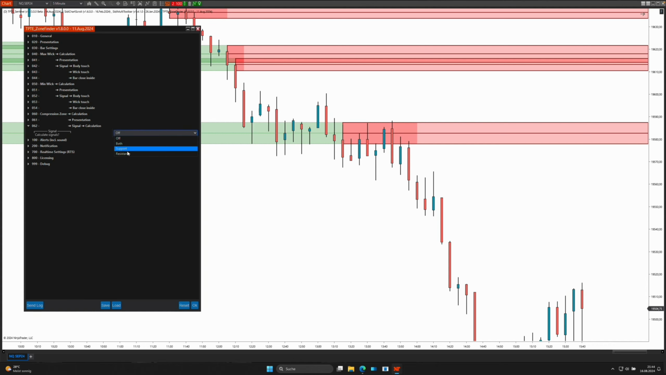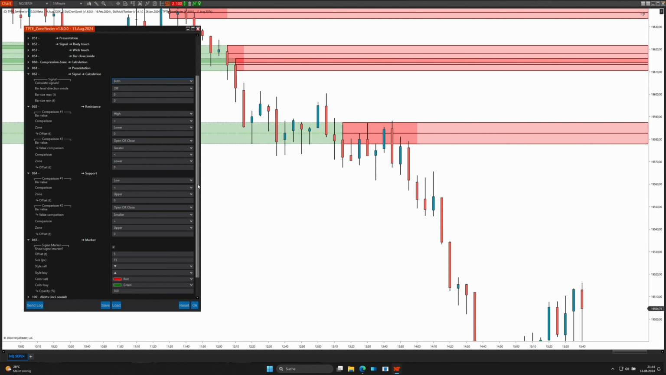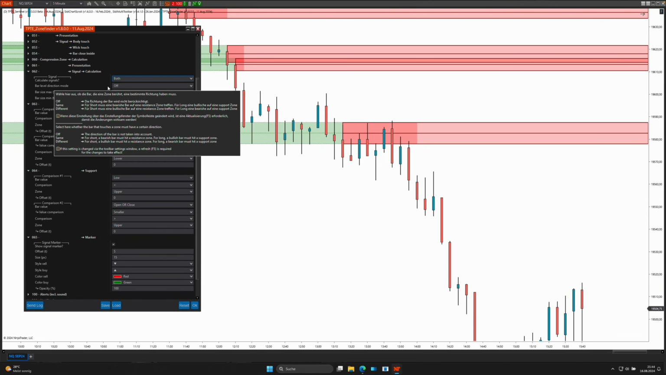Either only for support or only for resistance or for both. I'm going to assume both. And we then have options here to configure a wide range of scenarios. On the one hand, we have the bar level direction mode. Here we can then see whether bars that are approached by both types of bars, i.e. bullish and bearish, can be approached accordingly or only one of them.